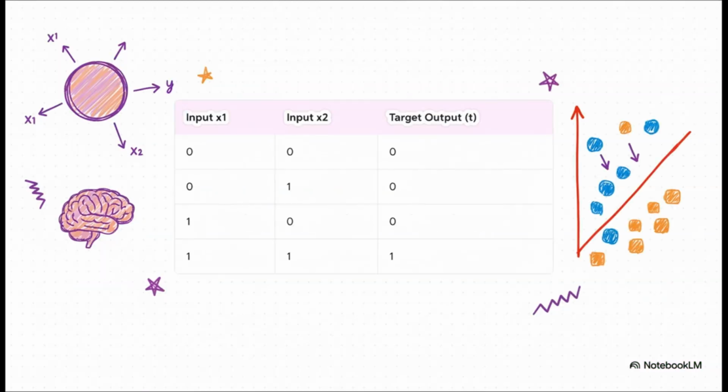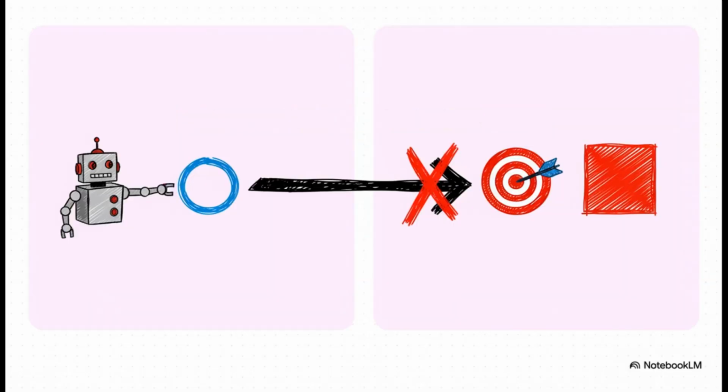So let's give our brand new perceptron a simple little job to do, learning the AND logic gate. The rule here is super simple. The output should only be 1 if input 1 and input 2 are both 1. For every other situation, the answer is 0. So the whole learning thing just becomes a simple game.